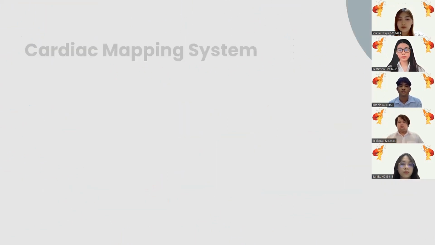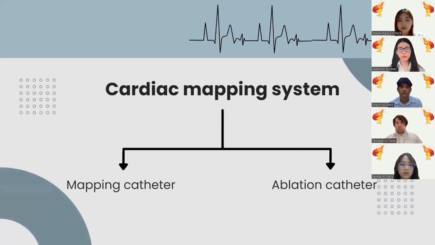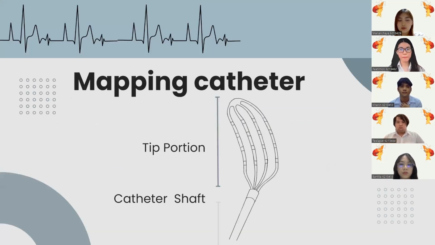First, let me introduce what the cardiac mapping system is. Before the physician can do the ablation, visualization is needed, and this is what we're trying to do. It can be done by providing the mapping catheter, ablation catheter, their circuits, and the localizations all together. The cardiac mapping system is divided into two main parts: the mapping catheter for the sensing system and the ablation catheter for the active system. So, let's get into detail.